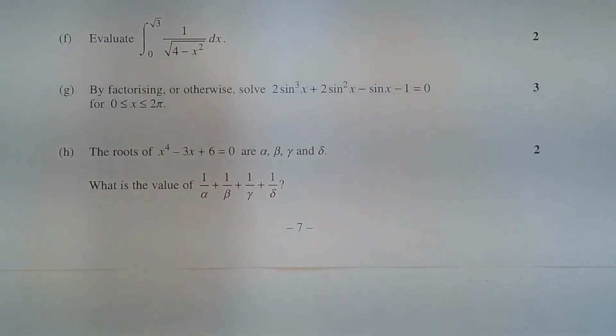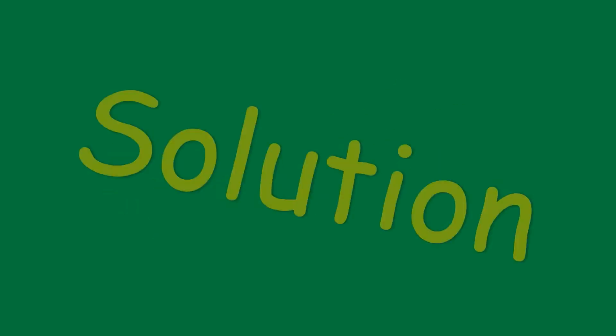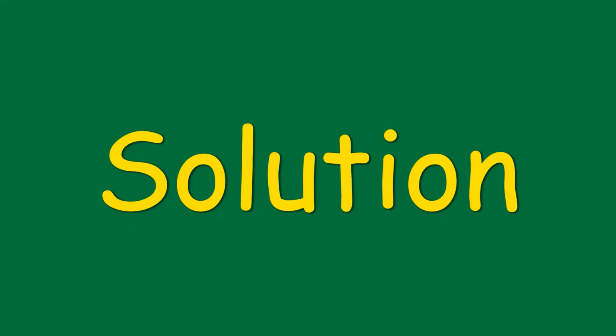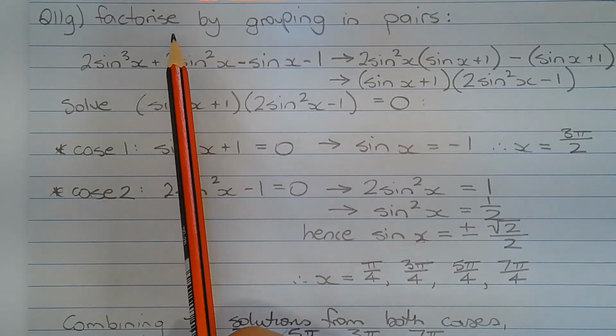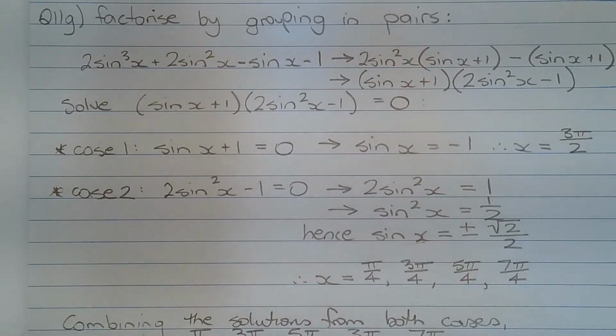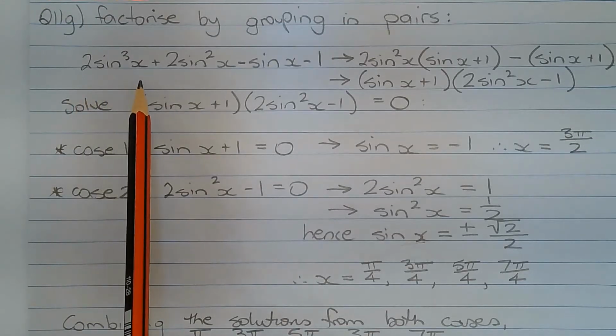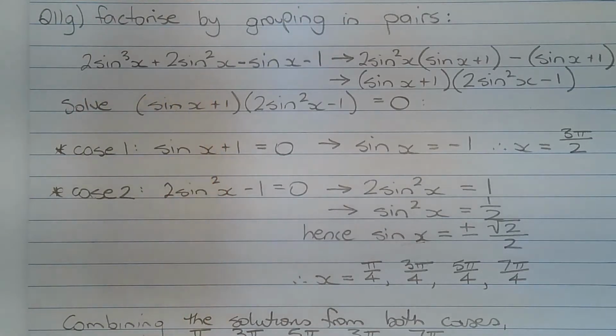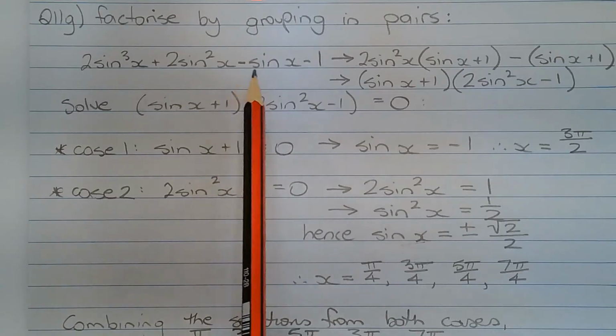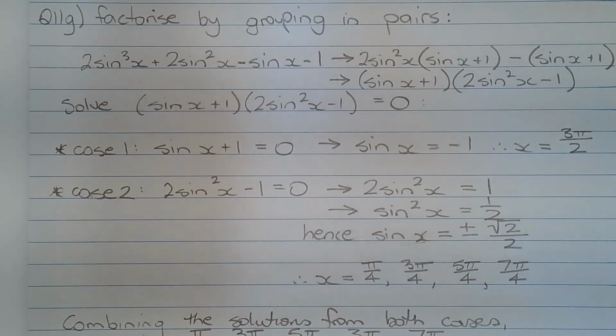Question 11G. By factorizing, or otherwise, solve 2 sine cubed x plus 2 sine squared x minus sine x minus 1 equals 0 for x greater than or equal to 0 and less than or equal to 2 pi. Factorize the left-hand side by grouping in pairs. We have 2 sine cubed x plus 2 sine squared x, which forms the first pair of terms, and we have minus sine x minus 1, which forms the second pair of terms.